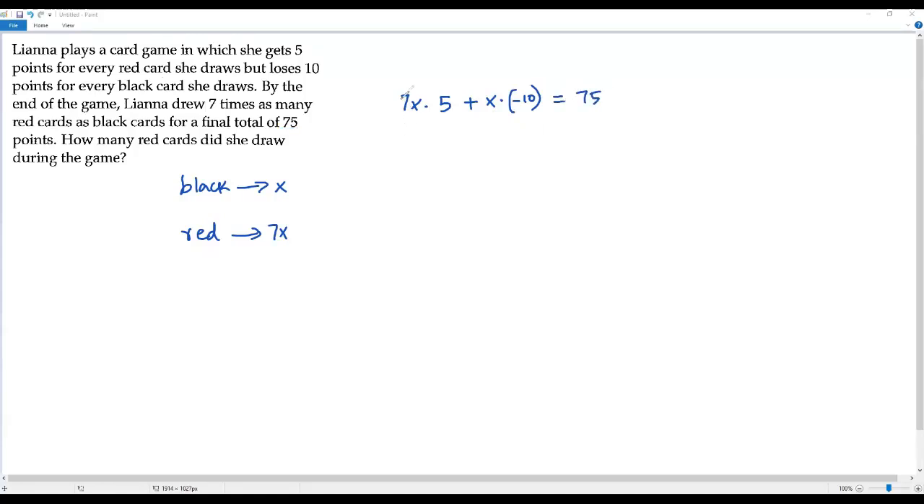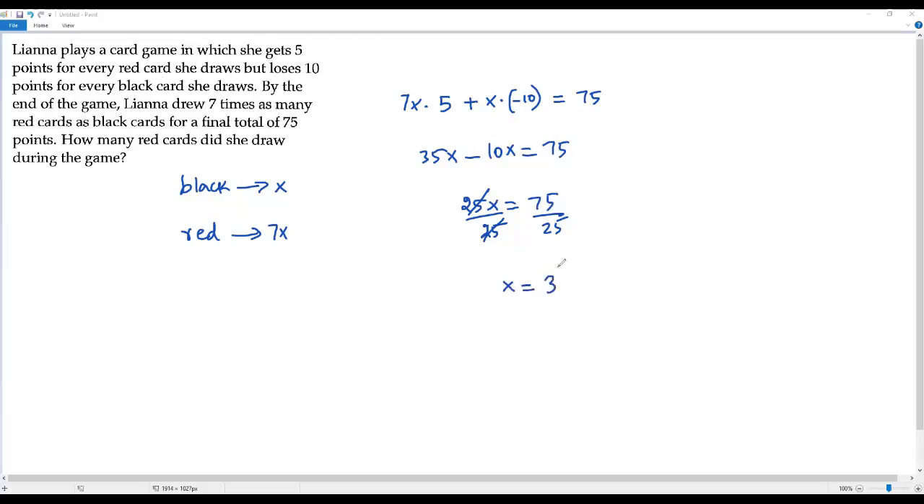Now let's do some simplification over here. 7 times 5 is 35, that is 35x. So here positive times negative is negative. X times 10 is 10x equals 75. When I simplify this one, I am getting 25x equals 75. Then I divide both sides by 25 to solve for x. When I divide both sides by 25, this 25 will cancel. I'm getting x equals 75 divided by 25, which is 3.